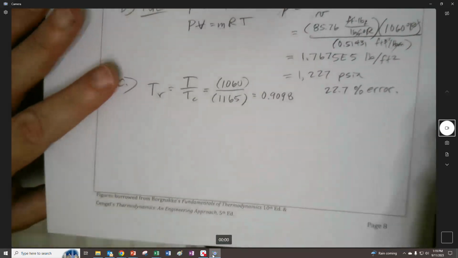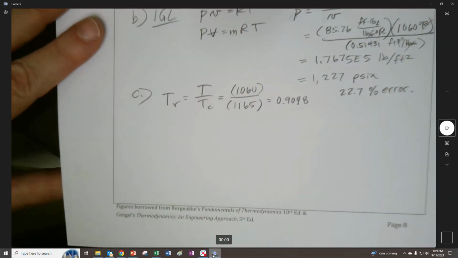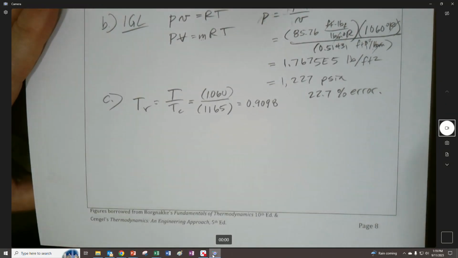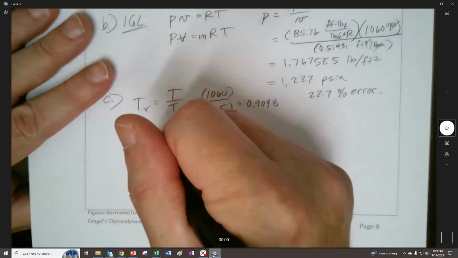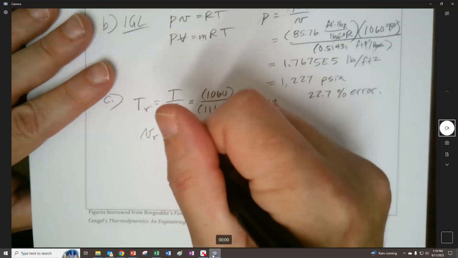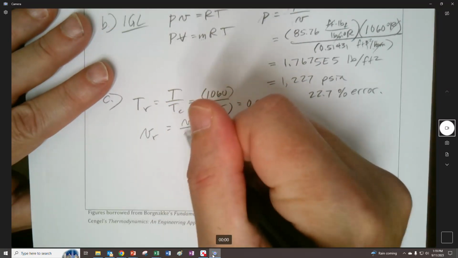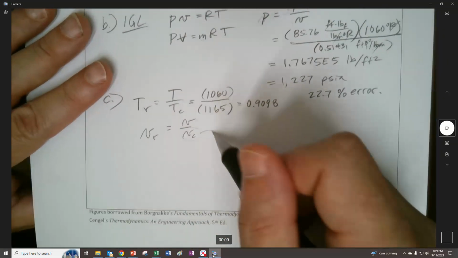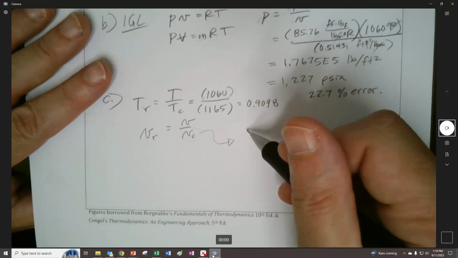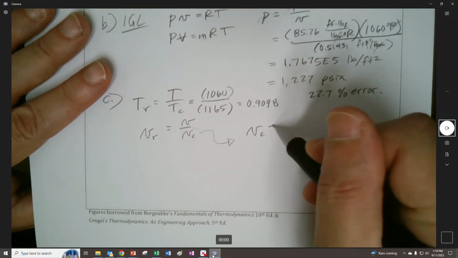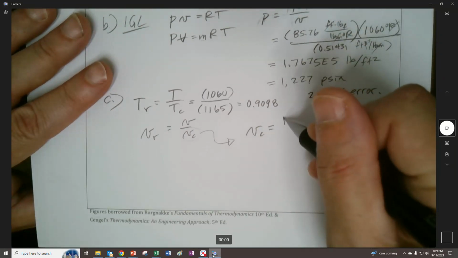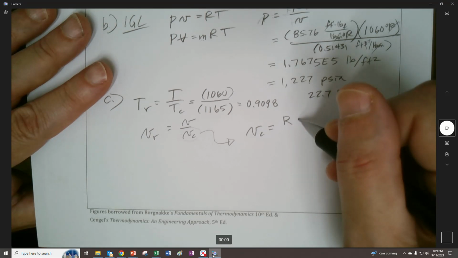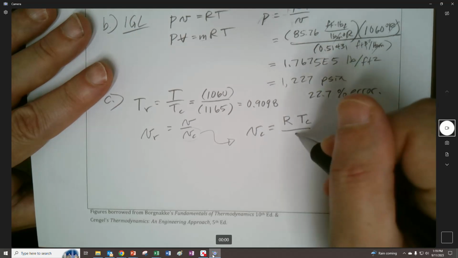They did something they called the pseudo reduced volume, which I thought we should be using for this reduced volume: you would go V over VC, and this is the VC that you would be looking up. But that's not what they did. They went ahead and found the critical volume by taking R times TC over PC.